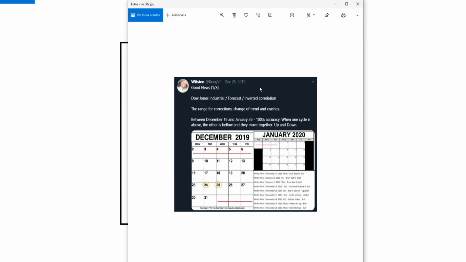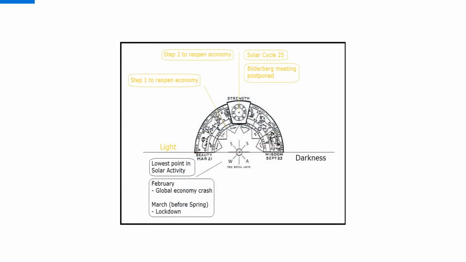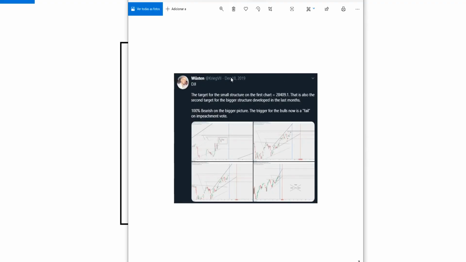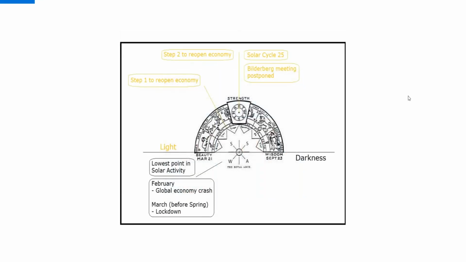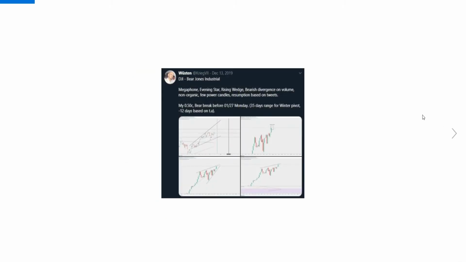So this was the first one that I shared back in the day in December, but I started this research on the second week of December if I'm not wrong. Yes, December 18. Covered our targets all the way up, which we made, and then I started to look for the bearish targets, which came a little after. And so my 50 cents bear break before 27 Monday, 35 days in range for the winter pivot.